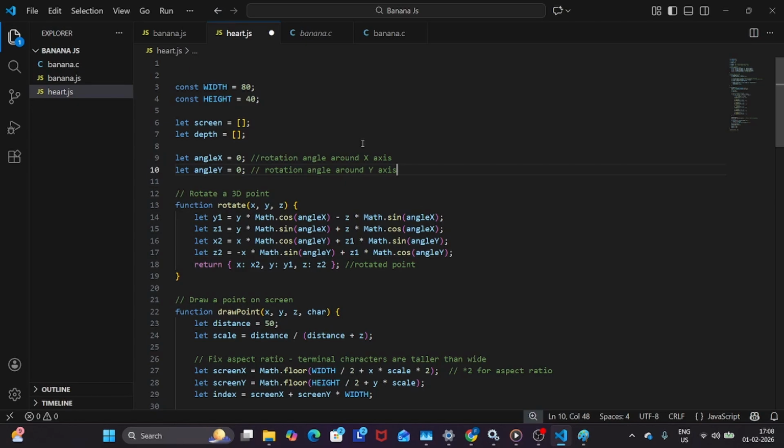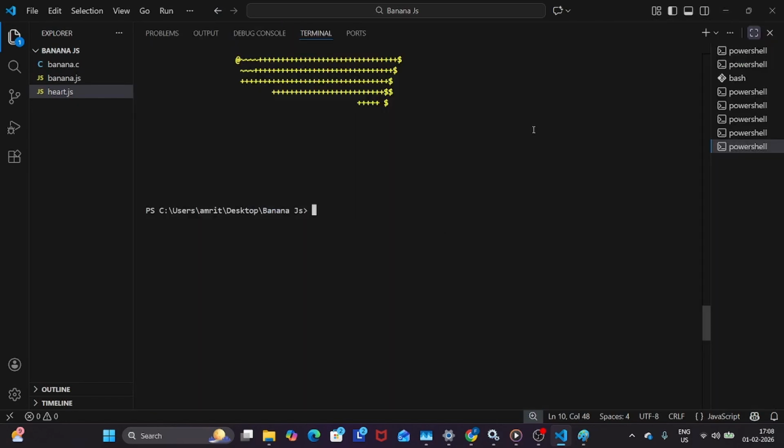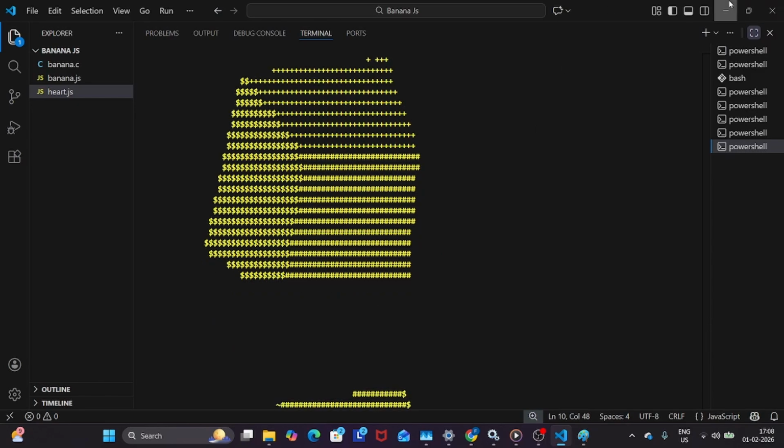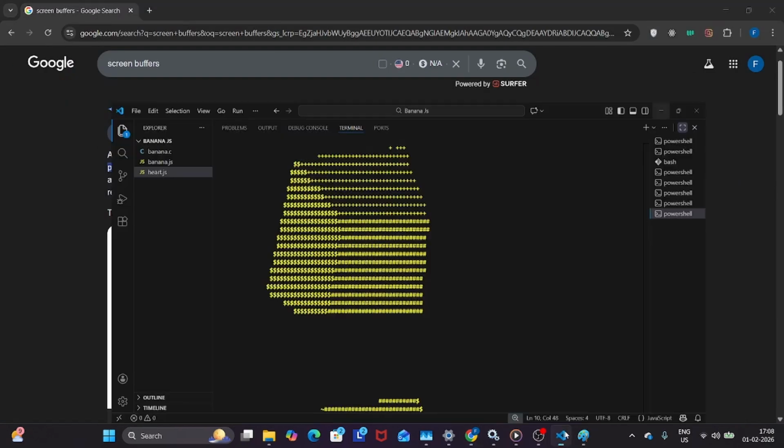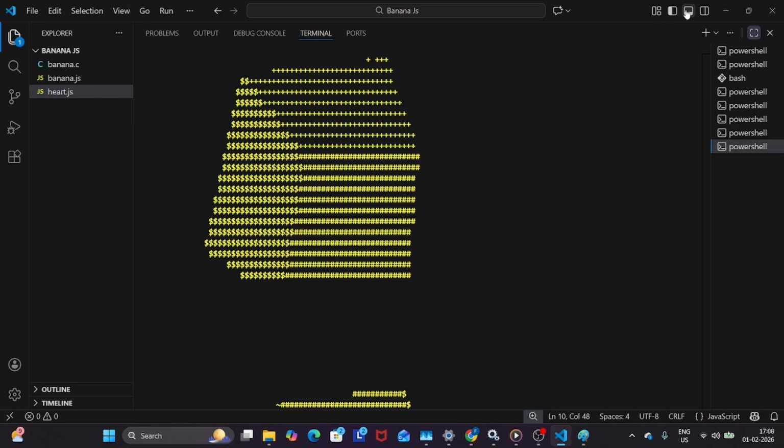Yeah, that's the thing. Both angles are of course initially zero. This angle will change which points are higher or lower on the screen, and this angle will tell us which points appear left or right. Together they make a cube spin, and because of that, a 3D effect is formed.